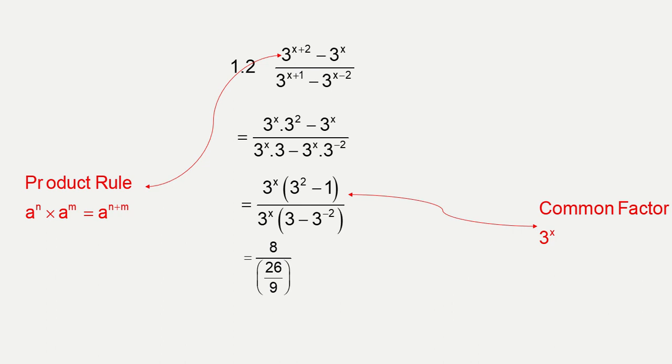If you simplify, 3 squared minus 1, that is 8, because 3 squared is 9, 9 minus 1 is 8. In the denominator, you have 3 minus 1 over 3 squared, which is 1 over 9. If you simplify, you get 26 over 9. If you put this in your calculator, you get 36 over 13.